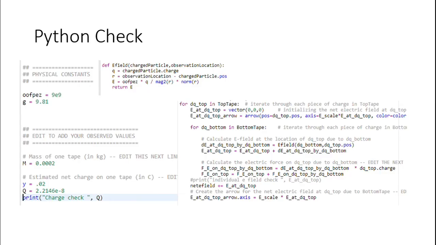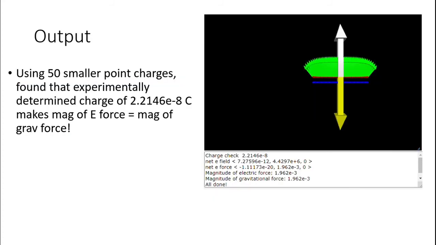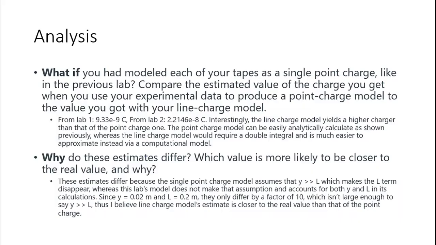Now we will input our experimental measurements into a Python model, which approximates each tape using 50 equal smaller components, calculates the net electric field at each top tape component due to all the bottom tape components, and we'll find that the computational model estimates a charge of 2.2146 times 10 to the negative 8th coulombs, with all the force arrows created as shown, and electric and gravitational forces equal in magnitude and opposite in direction. The white is the electric force, the yellow is gravitational, and the green arrows are the individual net electric fields of each tape component. Here are some analysis questions.